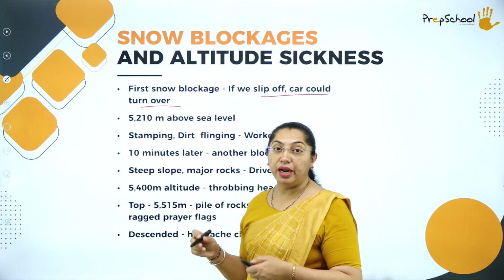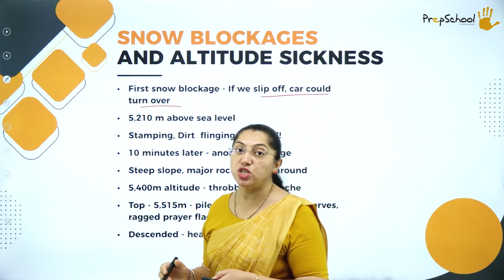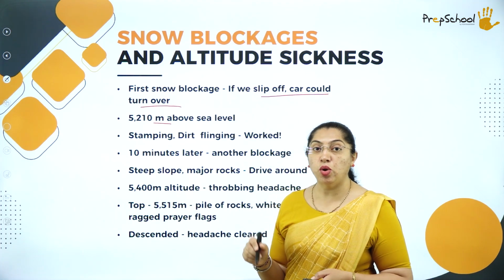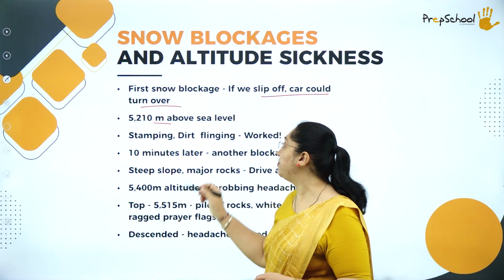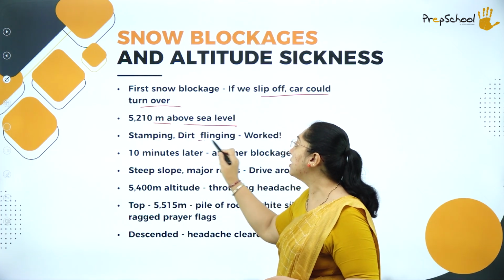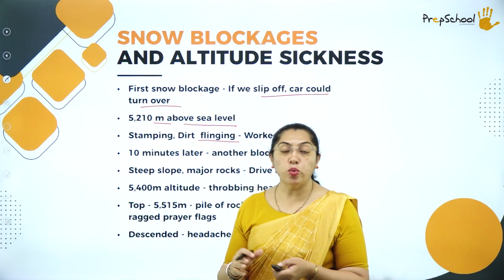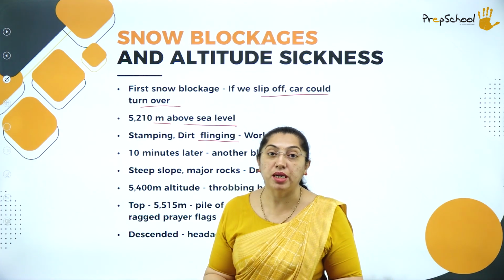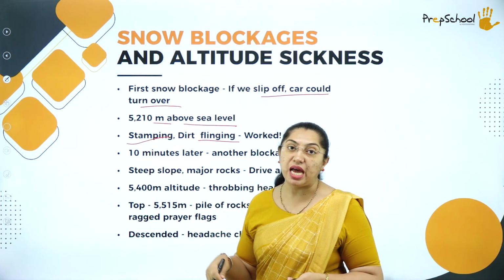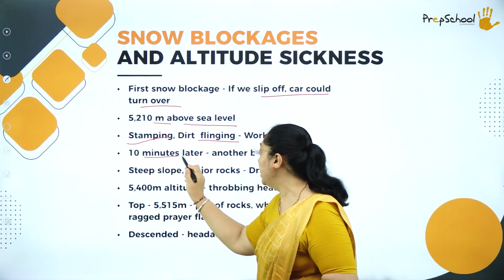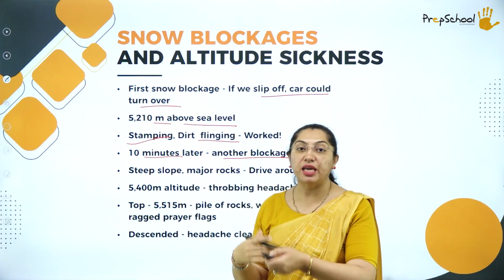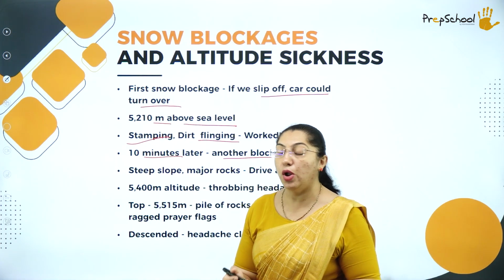The narrator, Nick Middleton, looks at his watch. It was 5,210 meter altitude. Altitude, as I told, is the height above sea level. After that, stamping dirt and flinging, what did they do? The route was not very easy. They stamped the dirt, and after stamping the dirt, the car could move easily. So they moved easily after stamping the dirt. Again, after 10 minutes, another blockage. They had just crossed the first blockage, and within 10 minutes they could see another.